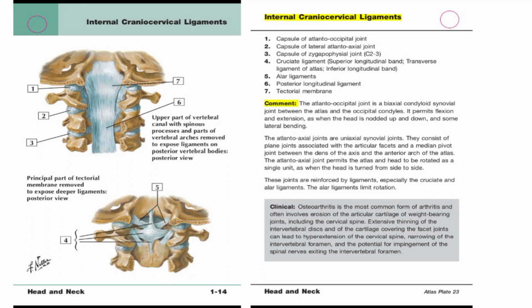In this lecture, we will discuss the internal cranio-cervical ligaments, their labels, and the atlantoaxial and occipital joint anatomy and their clinical.